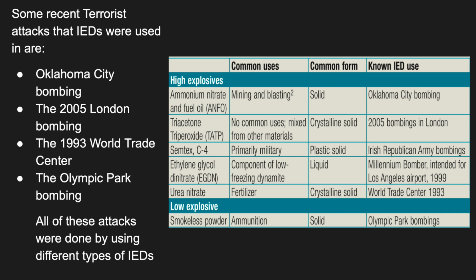Some recent terrorist attacks in which IEDs were used are the Oklahoma City bombing, where the IED is commonly used in mining and blasting. The 2005 London bombing, where the IED did not really have any common uses but instead used materials from other types of IEDs. The 1993 World Trade Center bombing, where the IED is commonly used in fertilizer, and the Olympic Park bombing, where the IED is normally used as ammunition.